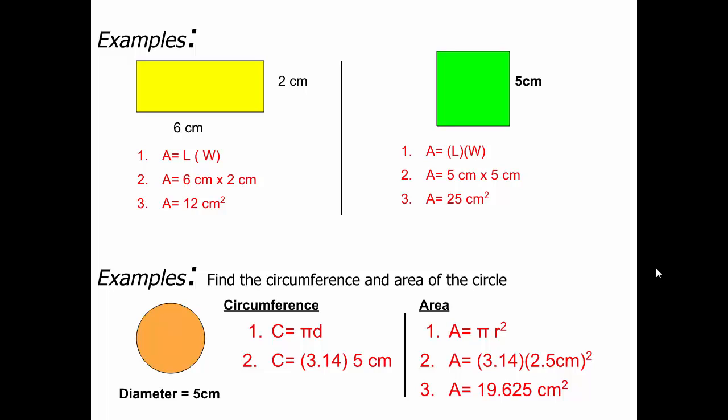Allison? Centimeters squared. No. What are the units of circumference? 15.7 centimeters. It's just centimeters because it's just a length. Did we multiply centimeters times any other centimeters? No. It stays centimeters.